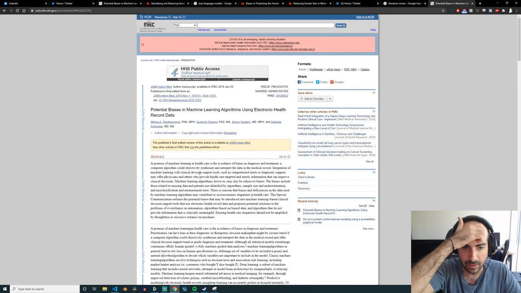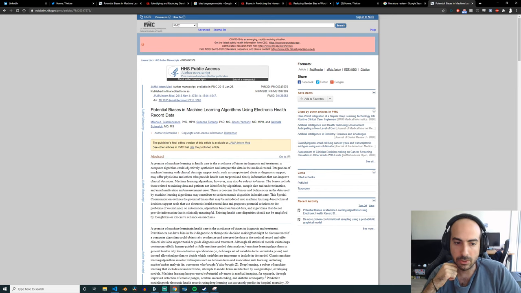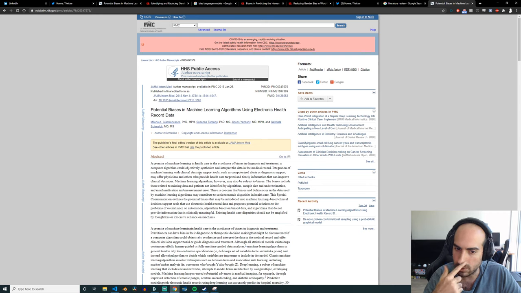So a promise of ML in healthcare is the avoidance of biases in diagnosis and treatment. A computer algorithm could objectively synthesize and interpret the data in the medical record. Integration of machine learning with clinical decision support tools such as computerized alerts or diagnostic support may offer physicians and others who provide healthcare targeted and timely information that can improve clinical decisions. ML algorithms, however, may also be subject to biases. The biases include those related to missing data and patients not identified by algorithms, sample size, underestimation, and misclassification or measurement error. There is concern that biases and deficiencies in the data used by ML algorithms may contribute to socioeconomic disparities in healthcare.